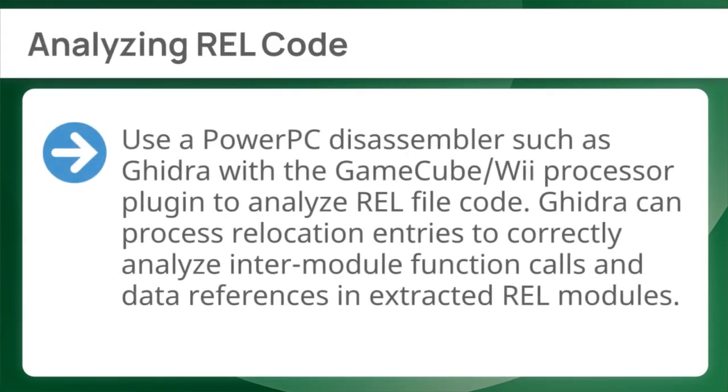Use a PowerPC disassembler, such as Ghidra, with the GameCube and Wii processor plugin to analyze REL file code. Ghidra can process relocation entries to correctly analyze inter-module function calls and data references in extracted REL modules.